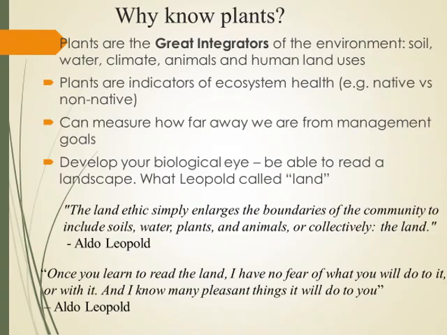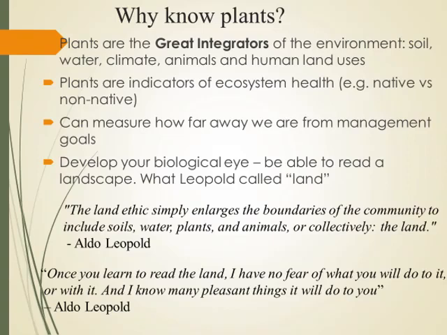Being able to identify plants and then seeing and identifying them in the field, you can measure how far away you are from management goals. Like, are you trying to manage for a late successional stage plant community? There are certain plants that are characteristic of those late successional stage plant communities. And if you can identify your plants, then you can say how near or how far you are from that particular management goal. And then the other thing, just to develop an eye for reading the land.